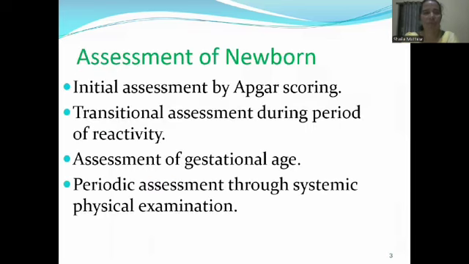So for that, we need to assess the newborn after the birth. Initial assessment is done by Apgar scoring, then transitional assessment during the period of reactivity, assessment of gestational age, and periodic assessment through the systemic physical examination.